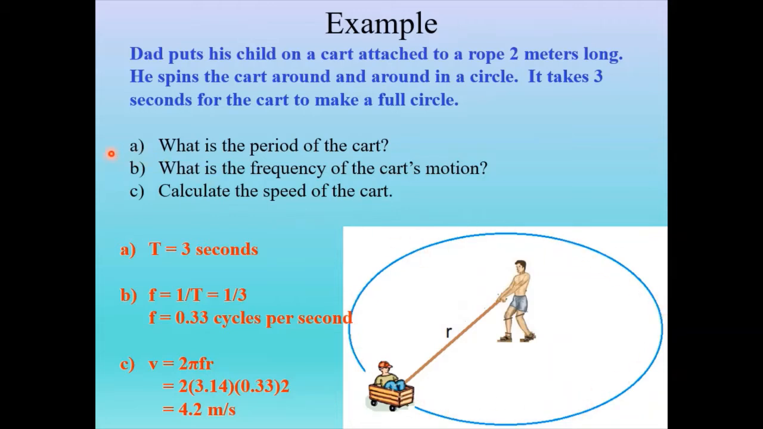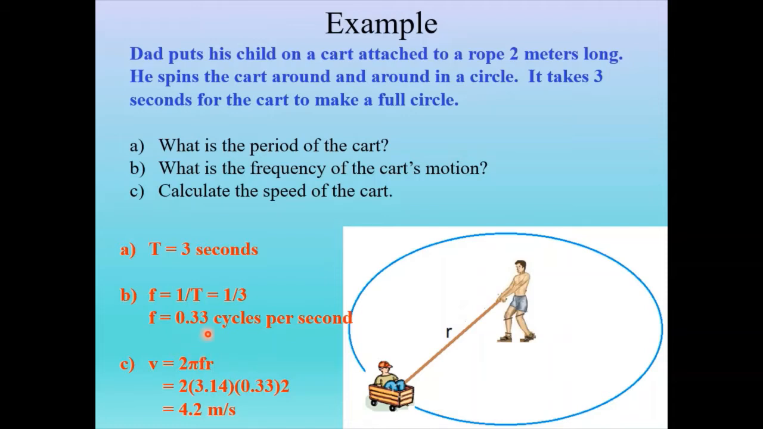So there are 3 questions here. The first one, what is the period of the cart? Well, since the period, remember, is just how long it takes to go around the circle, the period is just 3 seconds, which was actually given to us. Part B, what is the frequency of the cart's motion? Well, the frequency is 1 over the period, so we have 1 over 3, and that is 0.33 cycles per second. So in other words, the cart is going around 1/3 of a trip around, right?